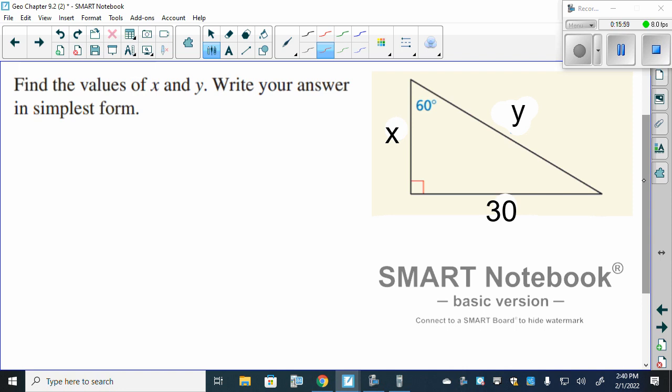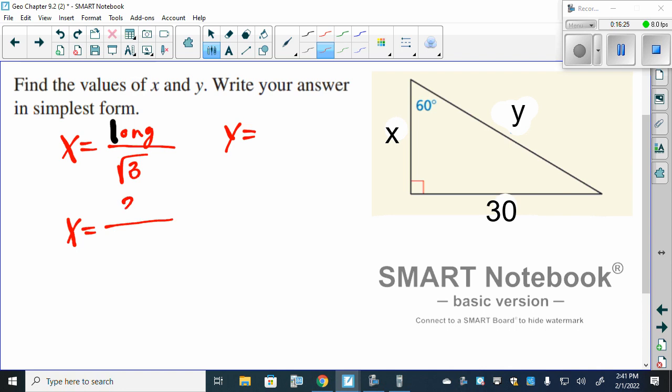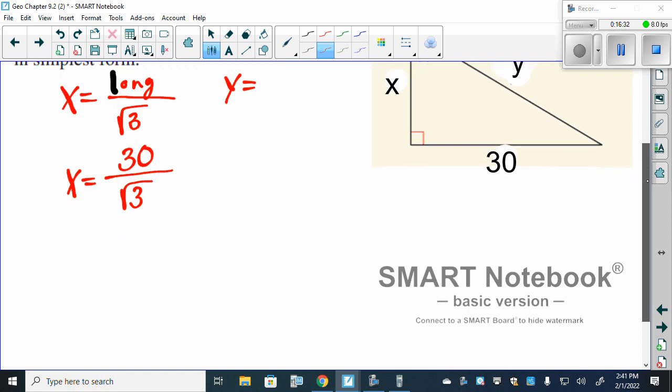All right? Now, looking at this here, we still need to find the value of x and the value of y. Now, because they gave us the longest side, we know it because it's opposite the 60 degrees, we need to find the shortest side first. So we're going to take the longest side and divide it by the square root of 3. And what is the longest side length? So we need to figure out what 30 divided by the square root of 3 is.